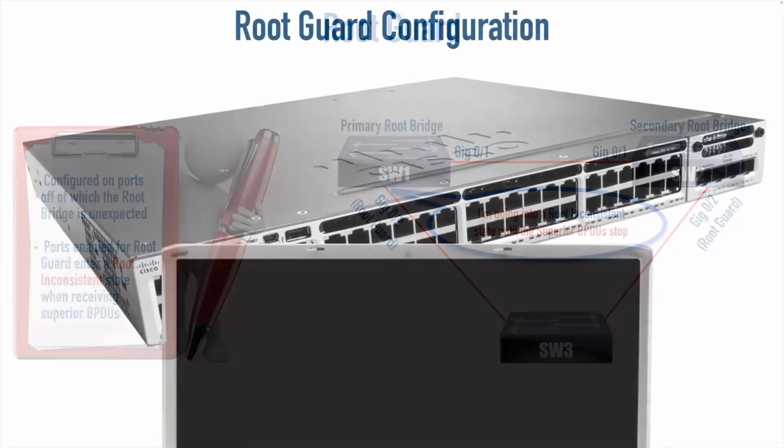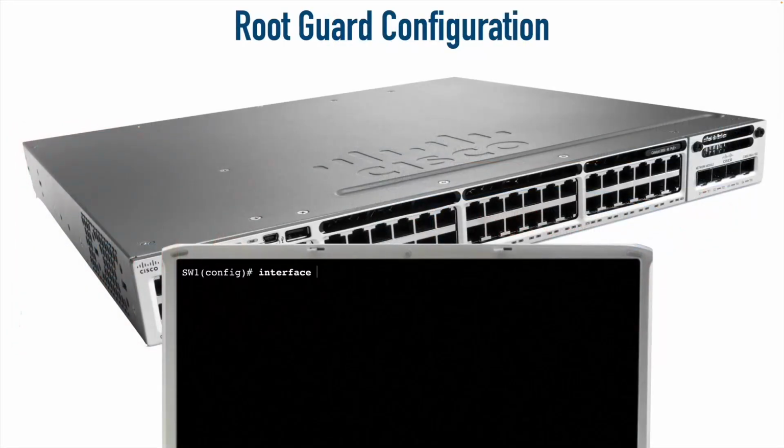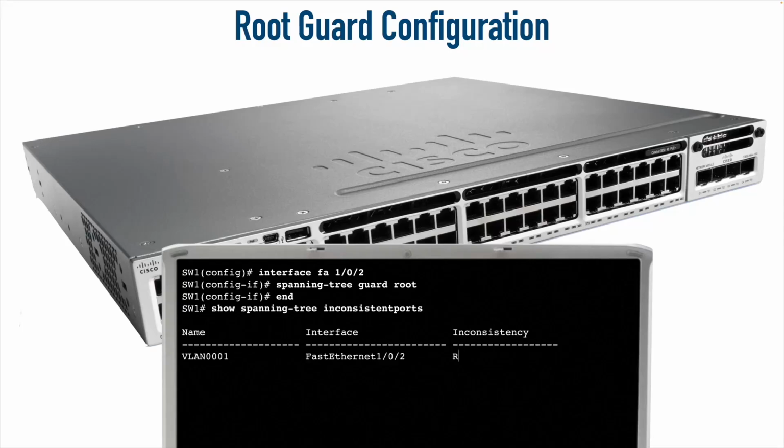Here's how we can configure that. We can go into the interface on which we want to enable Root Guard, an interface off of which we would not expect to see the root bridge. Here we're going into Fast Ethernet 1/0/2, and we're saying spanning-tree guard root. And if we want to see if we have any ports on a switch that are in that root inconsistent state, we can check that by saying show spanning-tree inconsistent ports.